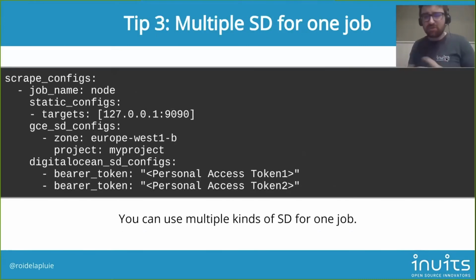The third tip is related, but it's also that you can have multiple kinds of service discoveries for one job. So you can, for example, in the same scrape configuration, have a static configuration and have a GCE configuration and have a DigitalOcean configuration as well. So you can mix multiple service discoveries into one job if you want to.